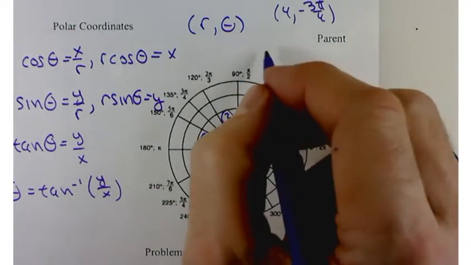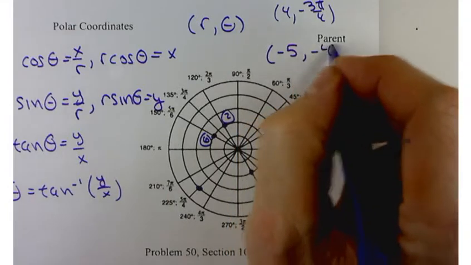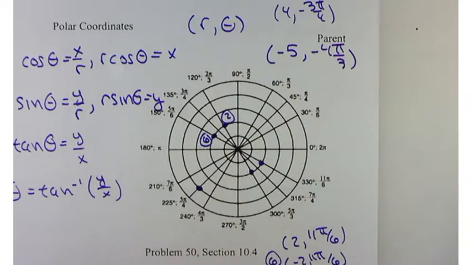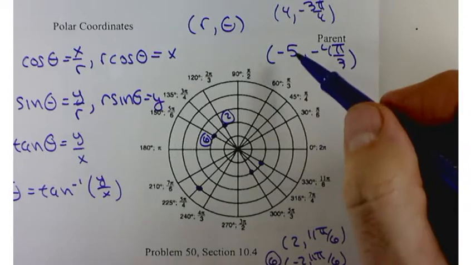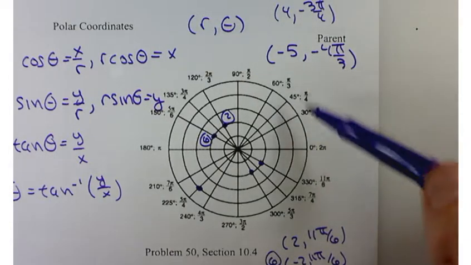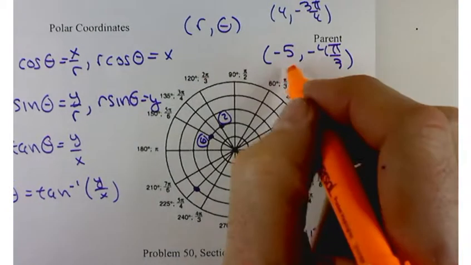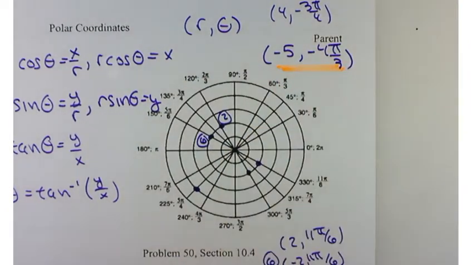The last one was kind of a double whammy. -5 and -4 pi over 3. So you've got to account for a couple things here. You've got to account for a negative angle and a negative radius. Start with the angle, then find that angle, find your point, and then take account of the negative radius. So that one there.